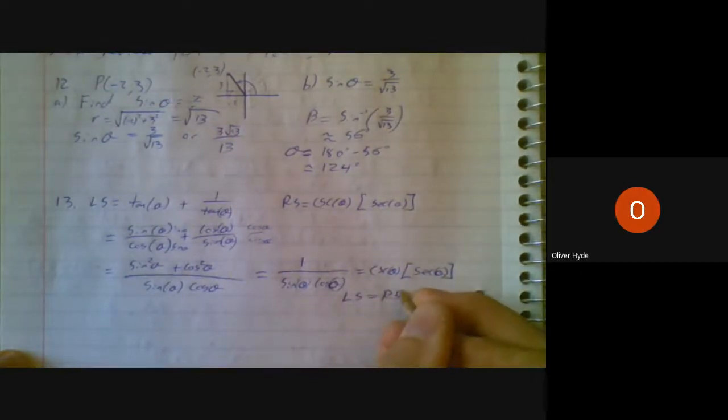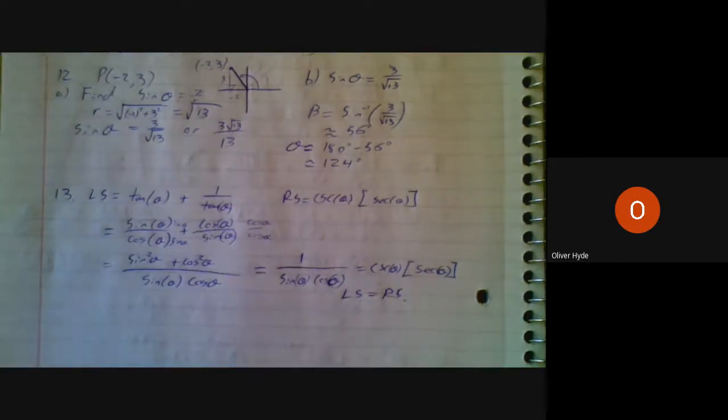So there is my left side being equal to my right side. Okay. You end up using identities more in advanced functions and calculus instead of just proving them.